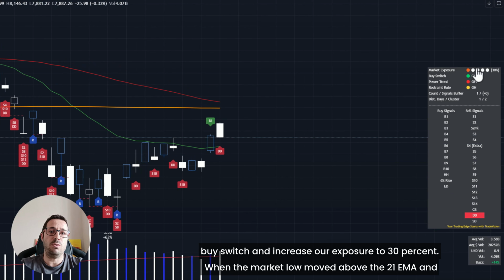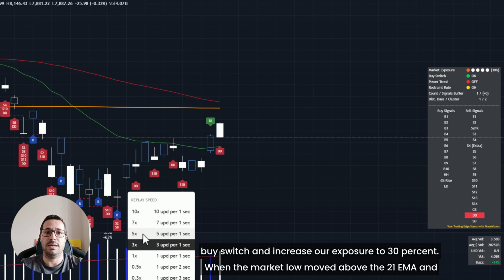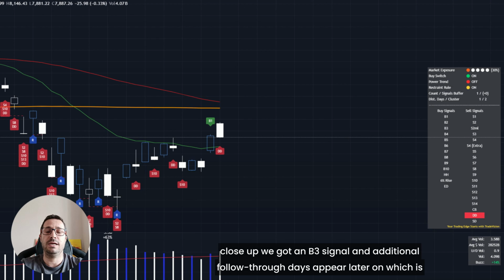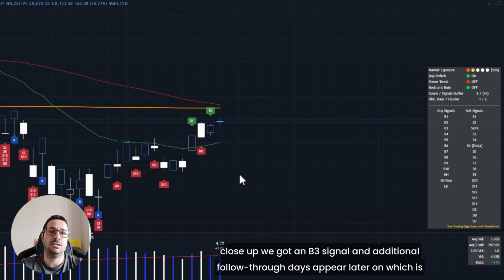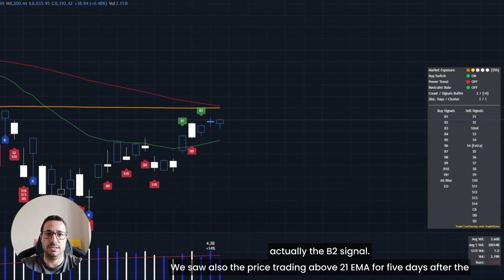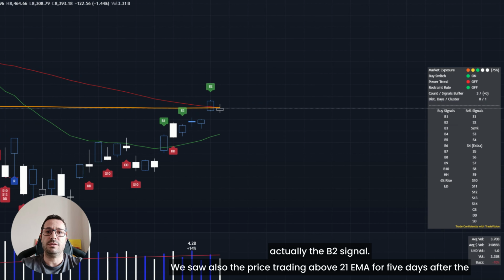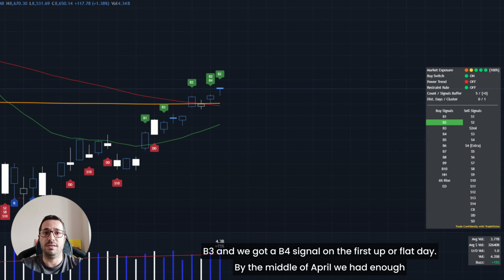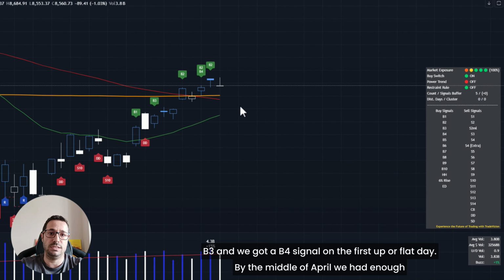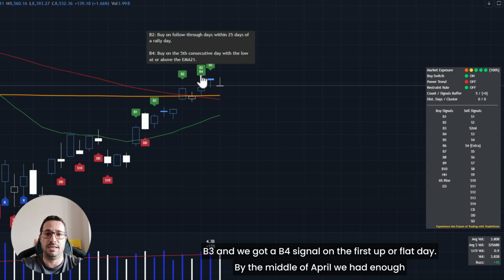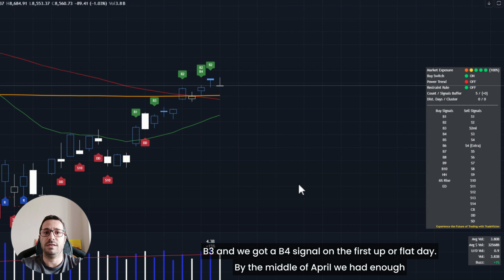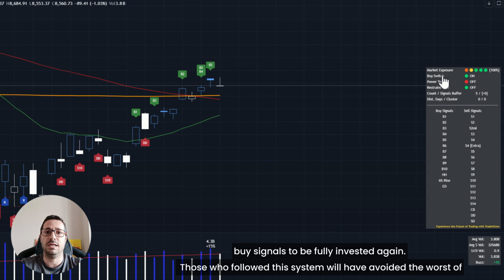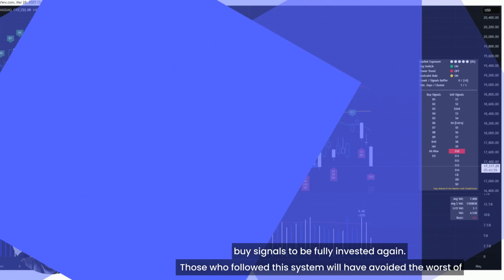When the market low moved above the 21 EMA and closed up, we got a B3 signal, and additional follow-through days appeared later on, which is actually the B2 signal. We also saw the price trading above the 21 EMA for 5 days after the B3, and we got a B4 signal on the first up or flat day. By the middle of April, we had enough buy signals to be fully invested again.